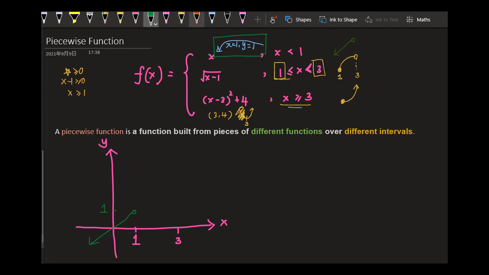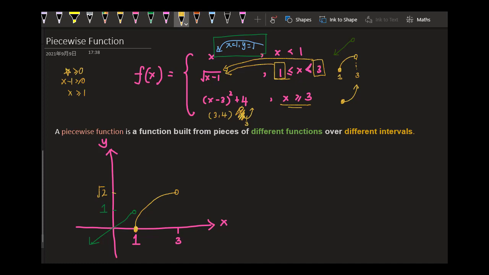Then the next one is the square root of x minus 1. We need to substitute x equals 1, and you get 0, so we put a dense circle because it equals 1. Then substitute x equals 3, and you get the square root of 2. It's around here, so you have to label it. It's an empty circle. And do not forget, it's a curve, because it's a square root function.